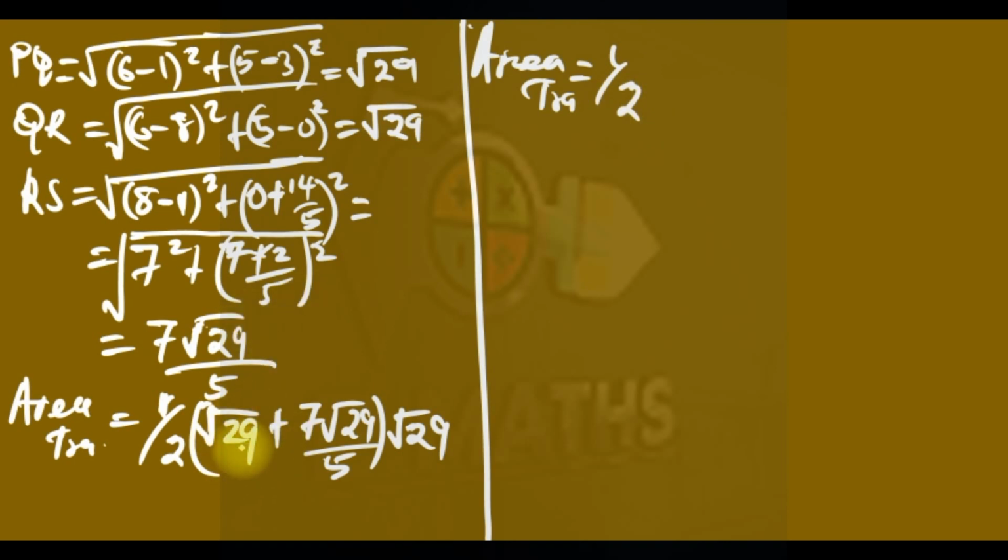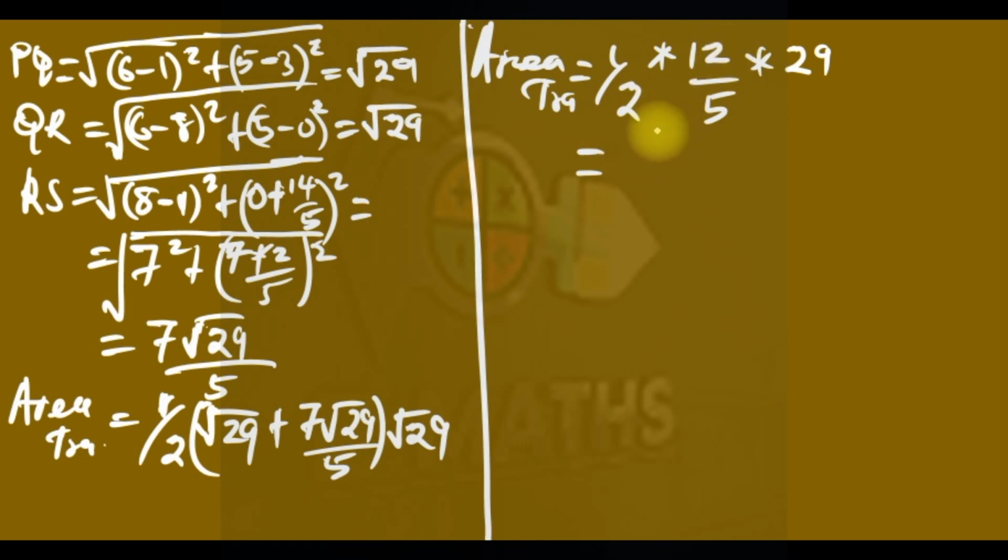As you can see, we have root 29, so you factor it. So we are left with 1 plus 7 over 5. And 1 plus 7 over 5 is 12 over 5 times root 29 times root 29, which is 29. So do you get what I did? Root 29 is common, so factor it. Root 29 times root 29 is 29. We are left with 1 plus 7 over 5. And 1 plus 7 over 5 is 12 over 5. So that's how we got this.